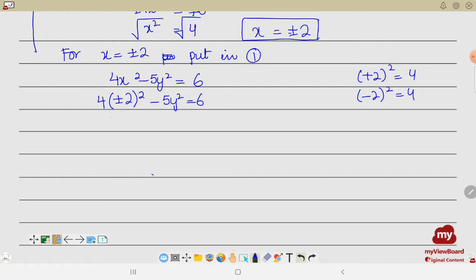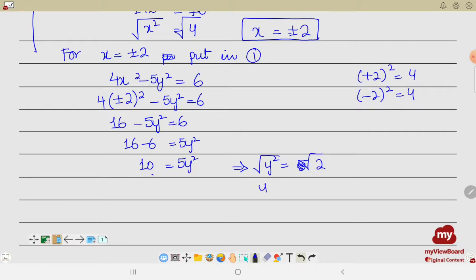So it will become 4 times 4, 16, minus 5y square is equal to 6. And then it will become 16 minus 6, 5y square is 10, and y square is equal to 2. Once you take the square root, it will become y is equal to plus minus square root of 2, right? So this is going to be the answer. Let's write down the solution set.